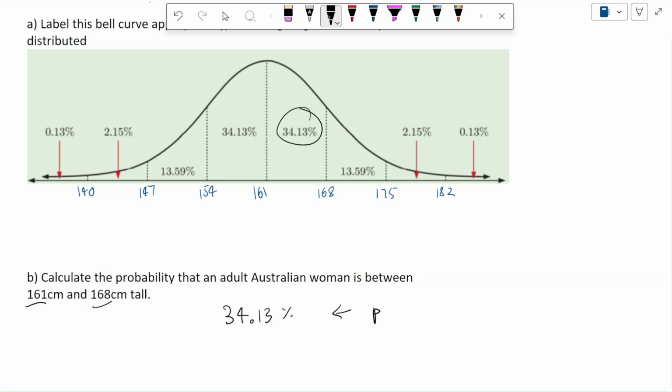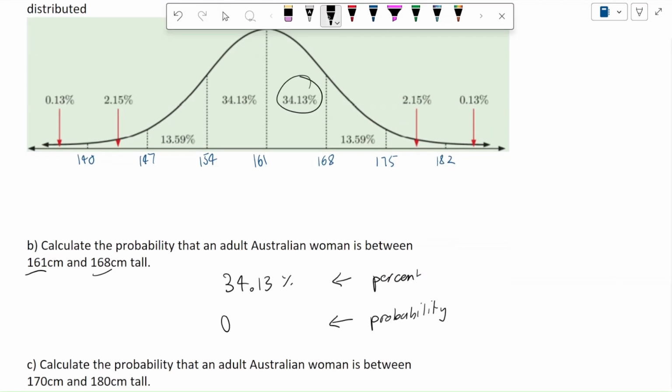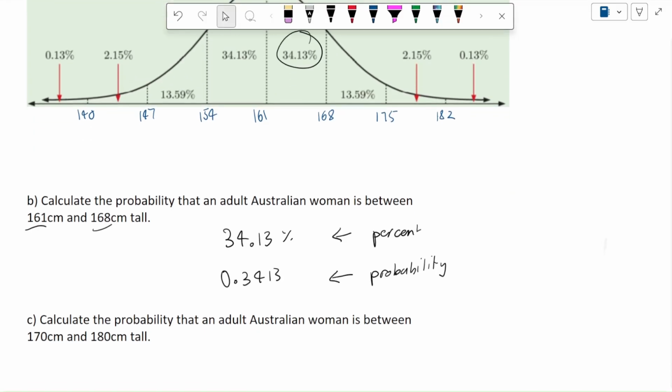Now, really importantly, this is the percent when they ask for it, but the probability is different. Probabilities are between 0 and 1. So 0.3413 is the probability. Got to be really careful about that difference.